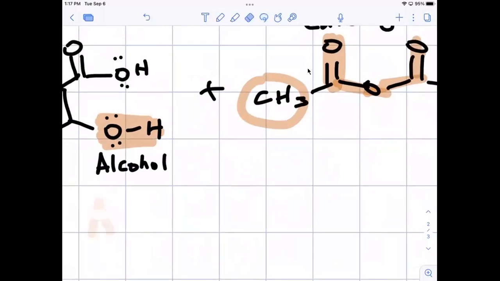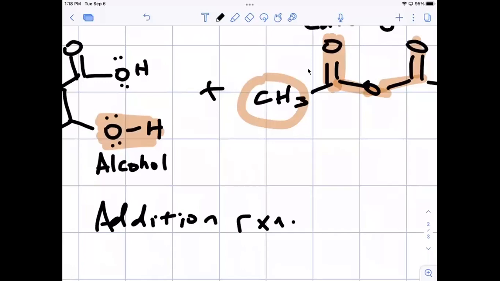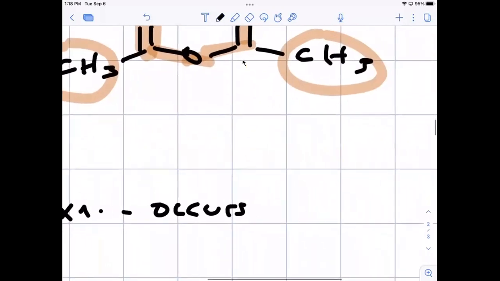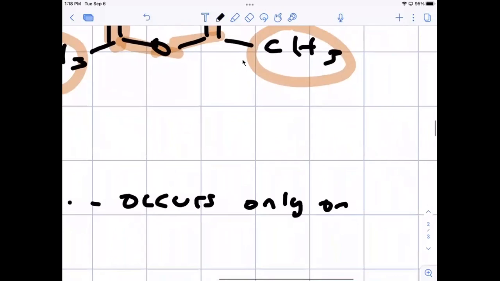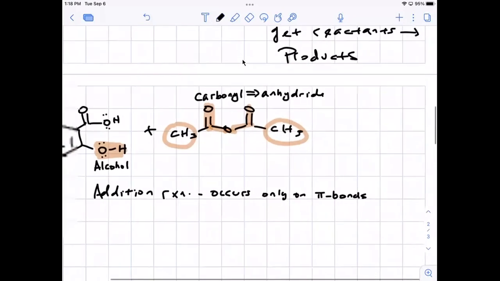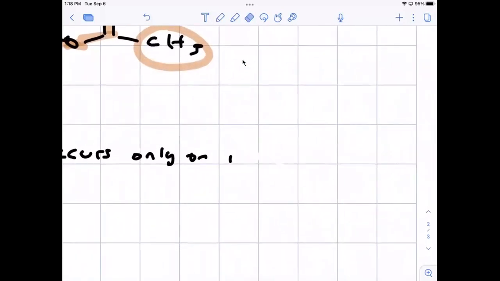Can somebody tell me with the carbonyl, what is that double bond composed of? Anybody? A pi and a sigma bond. A pi bond and a sigma bond. And so anytime you do an addition reaction, this only occurs on pi bonds or compounds with pi bonds. Let me rephrase that.